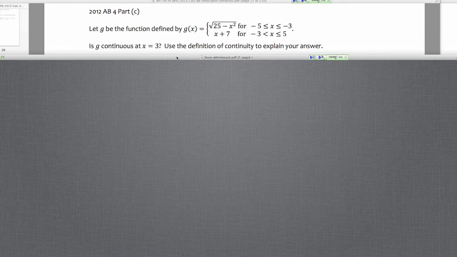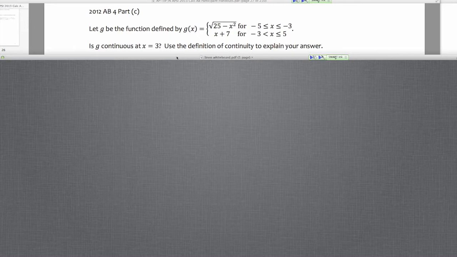Then what was the other part of the test? Free response. How many free response are there? There are 6. There are calculator and non-calculator. How many calculator problems? 2 calculator problems, which means there are 4 non-calculator problems.